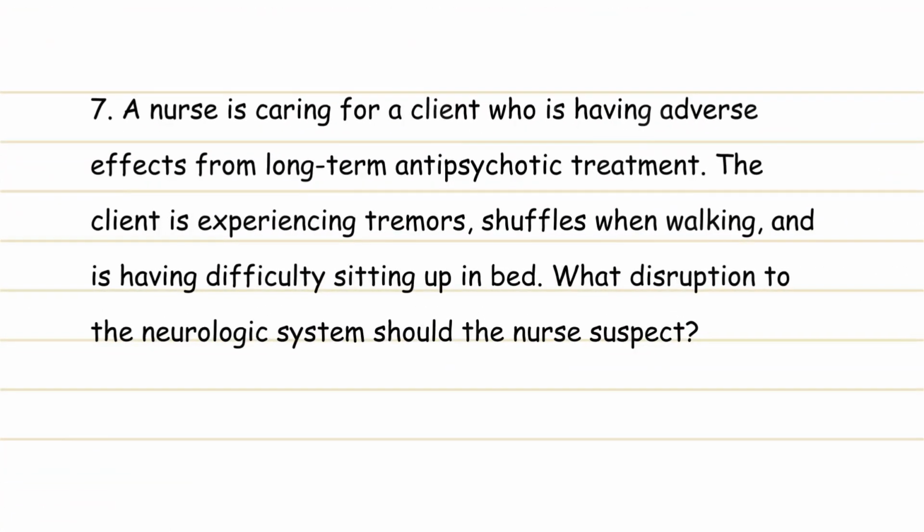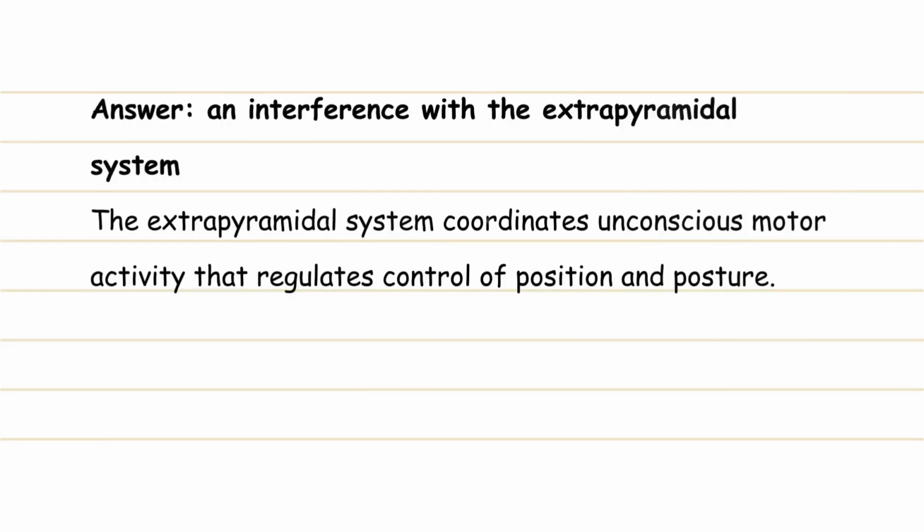7. A nurse is caring for a client who is having adverse effects from long-term antipsychotic treatment. The client is experiencing tremors, shuffles when walking, and is having difficulty sitting up in bed. What disruption to the neurologic system should the nurse suspect? The answer is an interference with the extrapyramidal system. The extrapyramidal system coordinates unconscious motor activity that regulates control of position and posture.